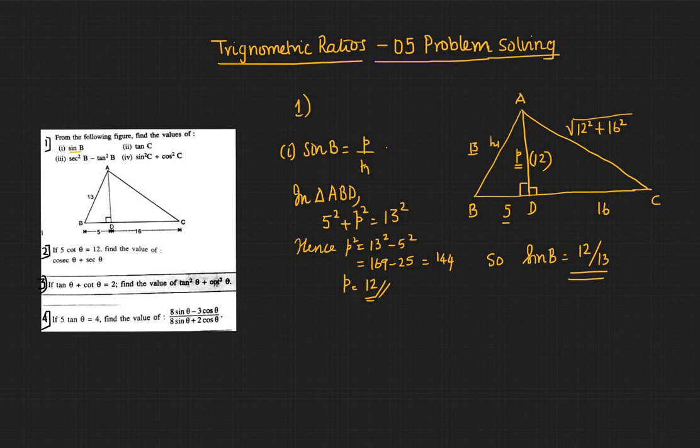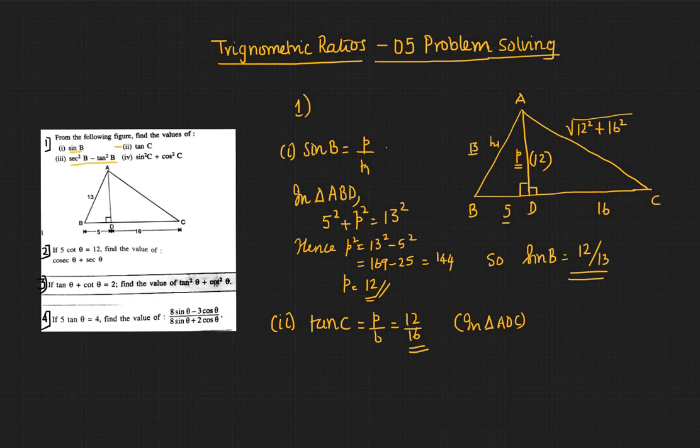Okay, so keeping that aside, now the second part of the question is asking, what is tan C? So tan C would be perpendicular by base in the triangle ADC, right? So in triangle ADC, tan of C is perpendicular by base, and that is 12 by 16. So that's your tan C.